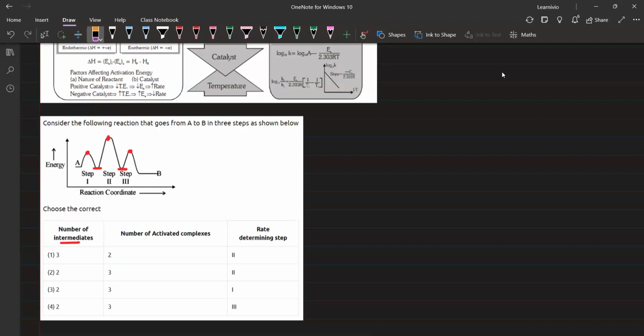And they're also asking what is the rate determining step. The rate determining step is the slowest step, right? So according to this graph, what will be the slowest step? Step 2. Yeah, correct. So these are the options 1, 2, 3, 4. What will be the correct option?